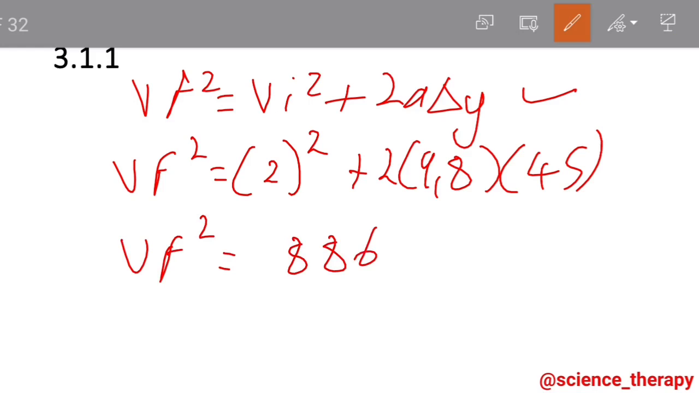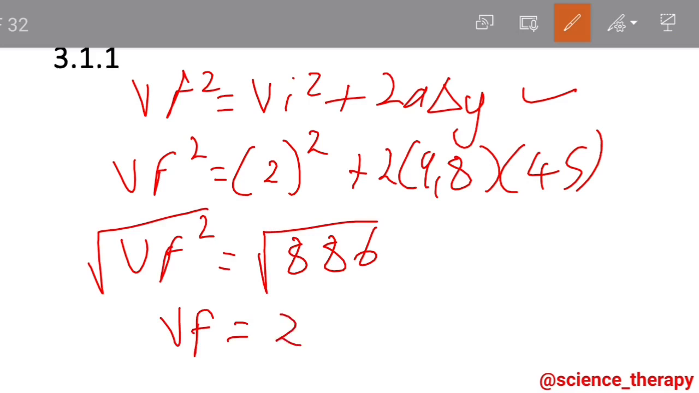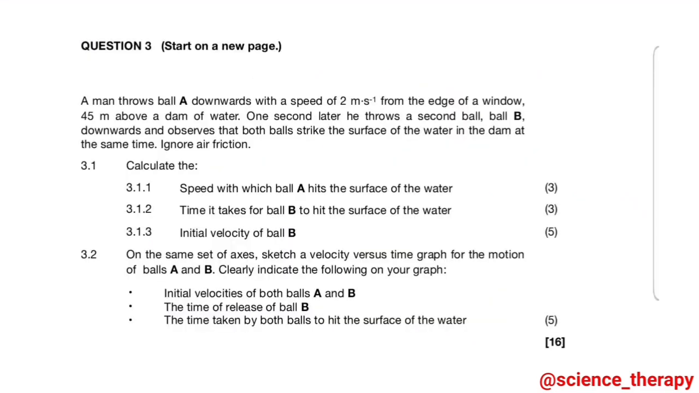886. Then at this point, you will remember we are not looking for VF squared but for VF, so we can square root both sides. Now our VF is equal to 29.77 meters per second, right? So that's the speed, that's the speed with which it hits the surface of the water. Nice. Now 3.1.2 says calculate the time it takes for ball B to hit the surface of the water.